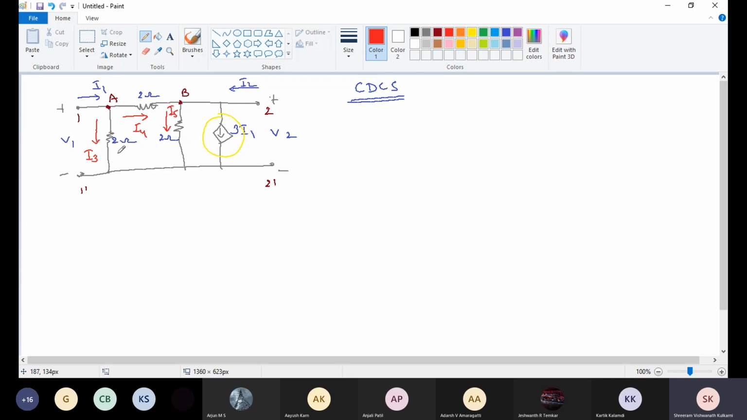Okay, now apply KCL at node A. If you apply KCL at node A, what will happen? I1 minus I3 minus I4 is equal to how much? 20 or 10?